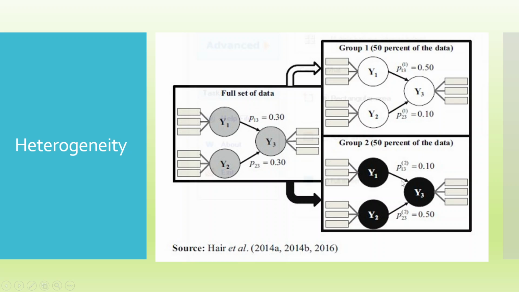And in another group, p13 is 0.1 and p23 is 0.5. But when we aggregate the data, we get the average of 0.5 and 0.1, that is 0.3 for p13. And the average of p23, 0.1 and 0.5, we get 0.30.